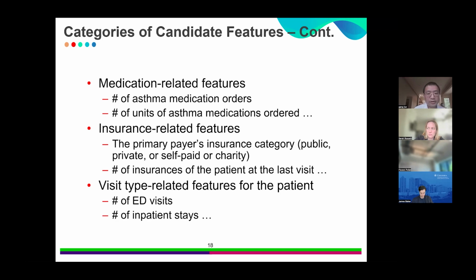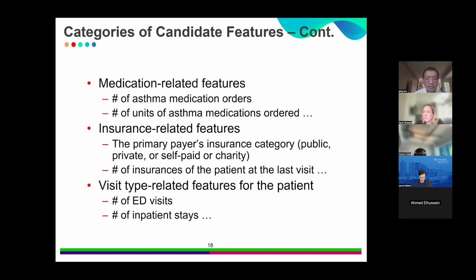We have medication-related features, such as the number of asthma medication orders that have been placed on this patient, the number of units of asthma medications ordered for the patient. We have insurance-related features, such as the primary payer's insurance category, whether the insurance is public, private, self-paid, or charity, the number of insurances of the patient at the last visit, etc. We have visit type related features such as number of emergency room visits, number of inpatient stays, etc.